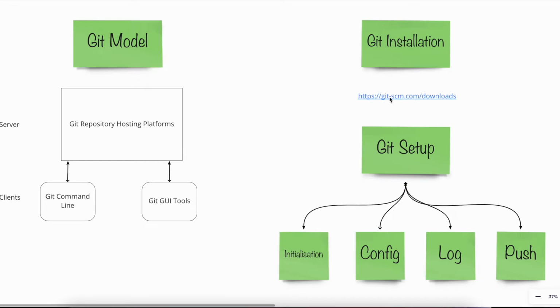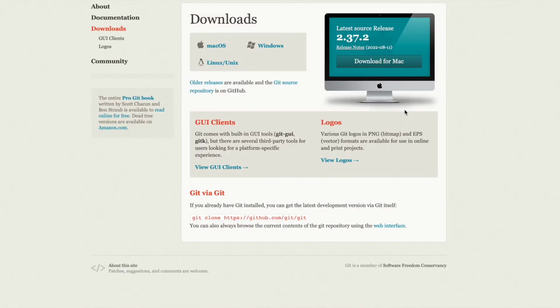Now, there is a link here I have pasted which downloads the Git tools. If I click here, it helps me go to this download section, right? Now, it depends on the operating system where you are going to install it, but the latest version is 2.37.2, right? So to save some time, I have already installed Git in my own system, right?